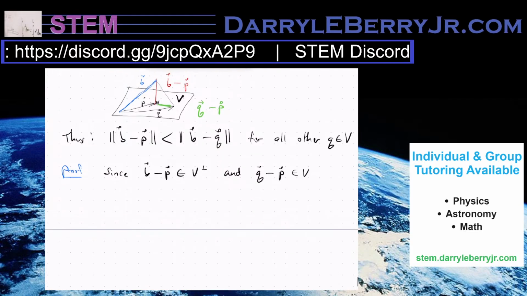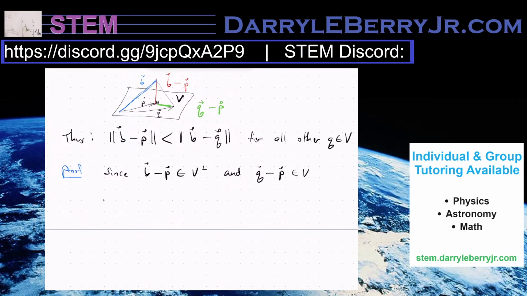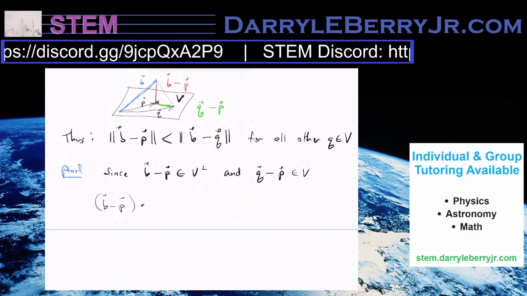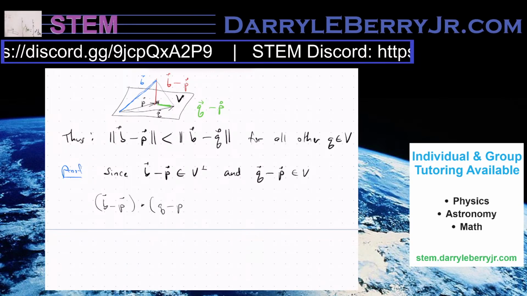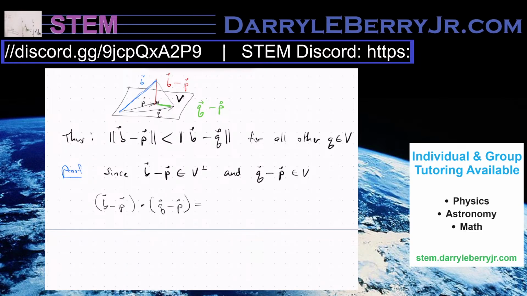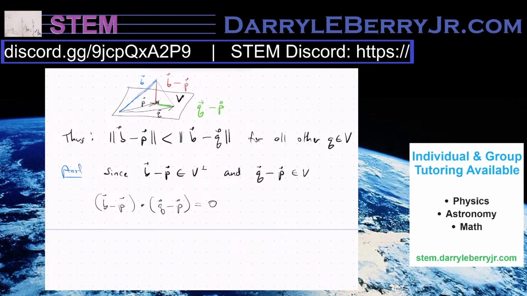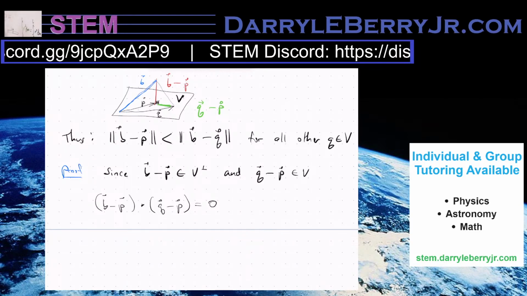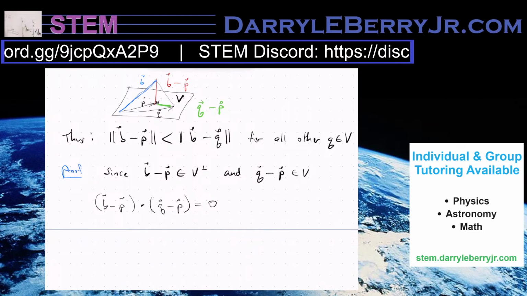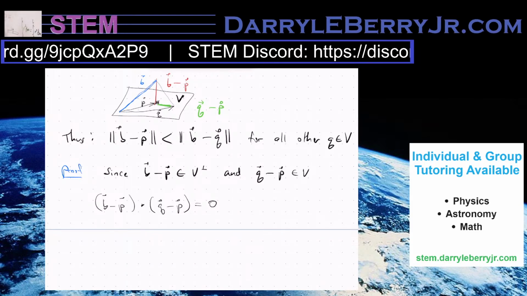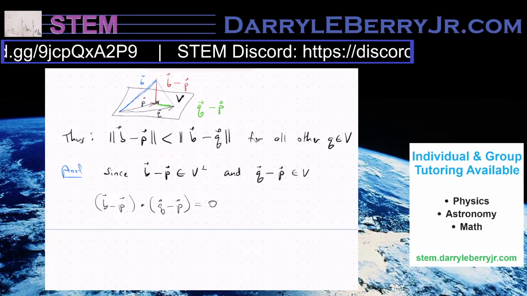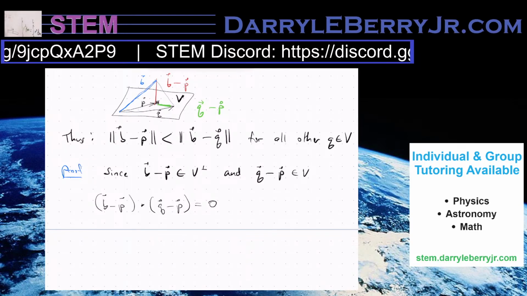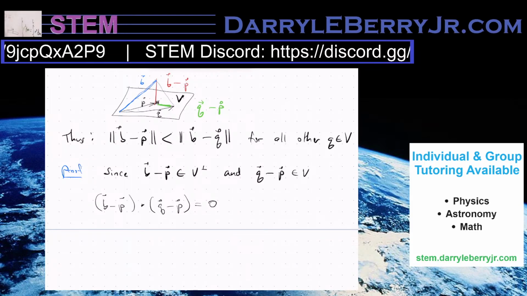So that means that B minus P dot Q minus P equals 0, and thus they're orthogonal and form a right triangle with the hypotenuse. Right. B minus Q is the hypotenuse.